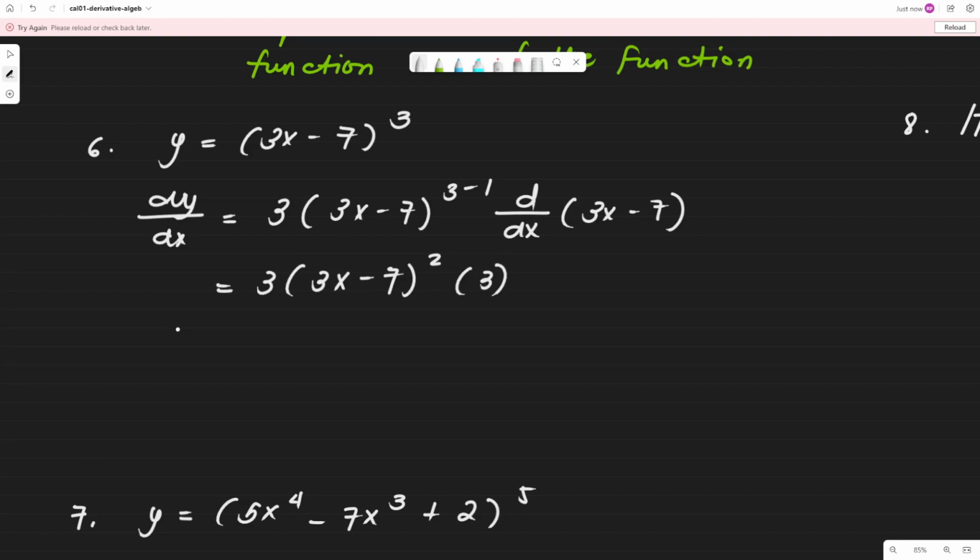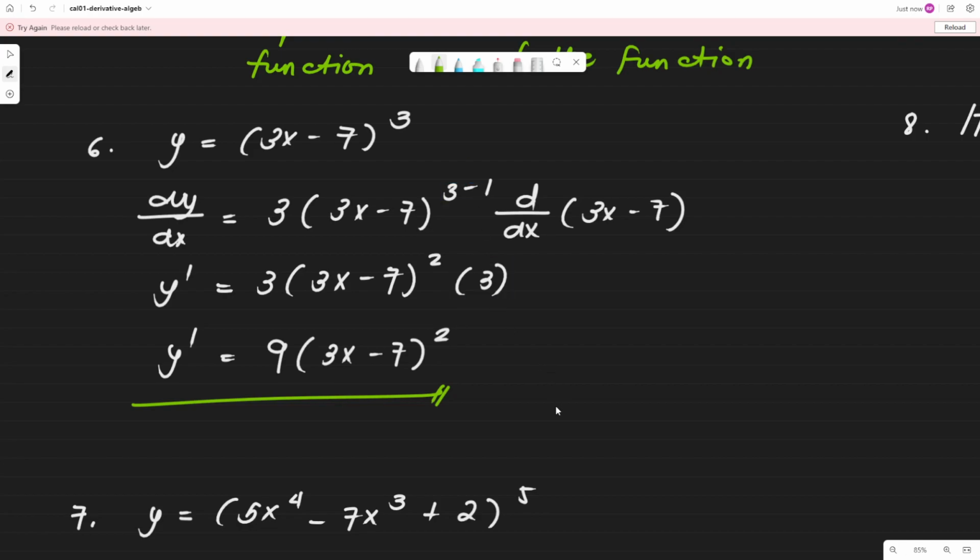So therefore, we have our final answer, y prime is equal to 9 multiplied by the quantity 3x minus 7 squared. Right? It made our life easier. Instead of expanding it, where you might make a mistake in the expansion, just do this one when we take the derivative.